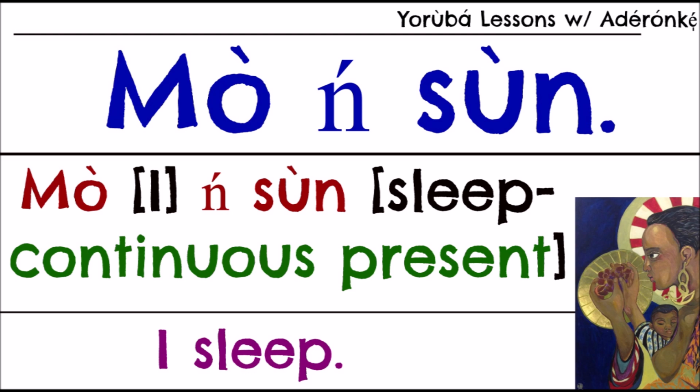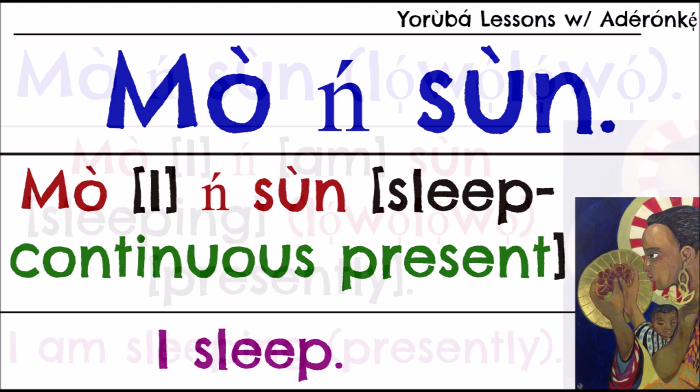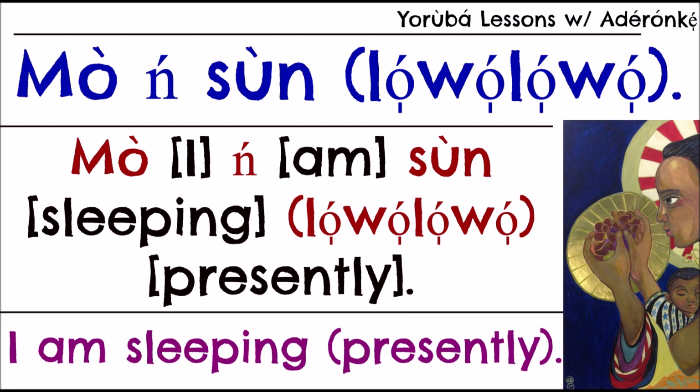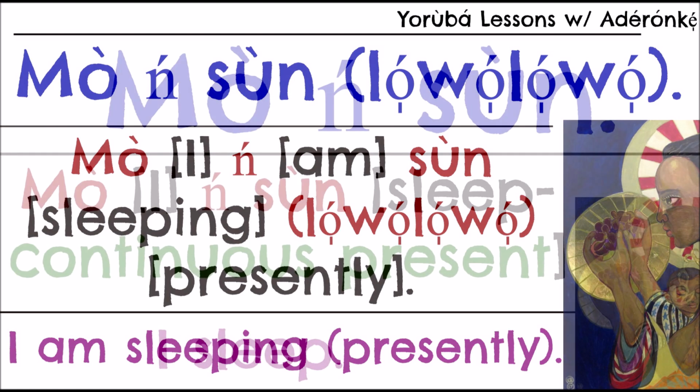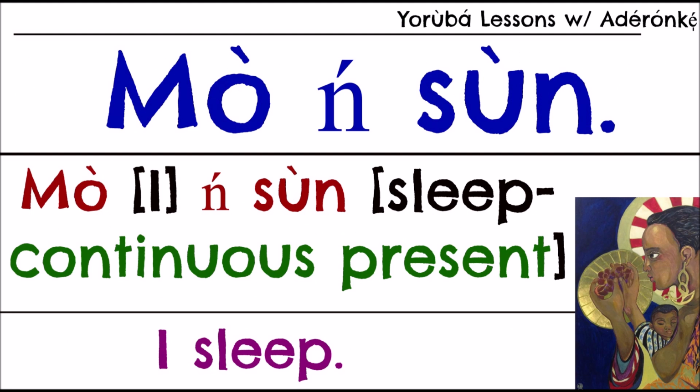If I was sleeping presently, I won't say I'm sleeping at the time that I'm talking to you, but I sleep. Mò ń sùn. So that is why some people would prefer that lọ́wọ́lọ́wọ́ be included in the present continuous one. I don't even want to judge the language by English standards, because when you're transliterating, that's what you end up doing, whether you like it or not. But just know that mò ń sùn lọ́wọ́lọ́wọ́ or mò ń sùn lọ́wọ́, or even mò ń sùn is I'm sleeping, and mò ń sùn is also I sleep. When it's time for me to sleep, I don't have any trouble sleeping.